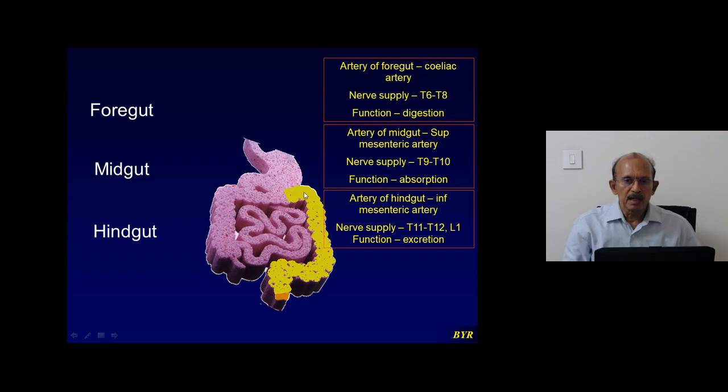Left 1/3 of the transverse colon, descending colon, sigmoid colon, rectum up to the dentate line in the anal canal. It is all developed from the hindgut. The artery of the hindgut is the inferior mesenteric artery. Nerve supply is T11, T12, and L1. Function is evacuation or excretion.